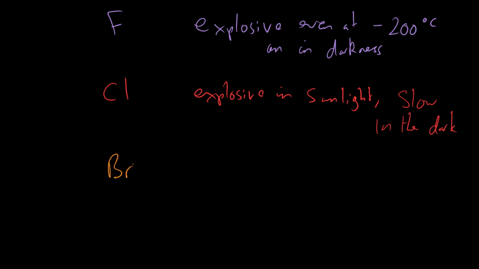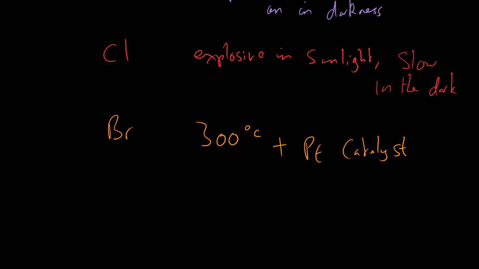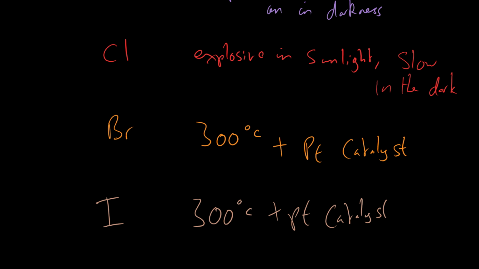We have bromine. Bromine requires a 300 degrees Celsius temperature plus a platinum catalyst. You'll remember that a catalyst is something which will speed up a chemical reaction without itself being used up in the reaction. So we need a catalyst this time to make this reaction work. Now, finally, iodine. This reaction is at 300 degrees Celsius plus our platinum catalyst. So we still add the platinum catalyst. It is still very slow.